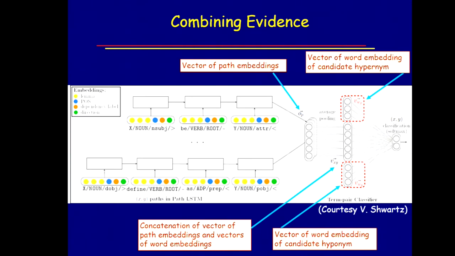All these sequences, so these paths, are fed into an LSTM, and what you end up with here is a vector of path embeddings. So you started with embeddings for individual tokens here, and by feeding them into an LSTM, you end up with the vector of path embeddings. So each of these elements is supposed to correspond to some path.